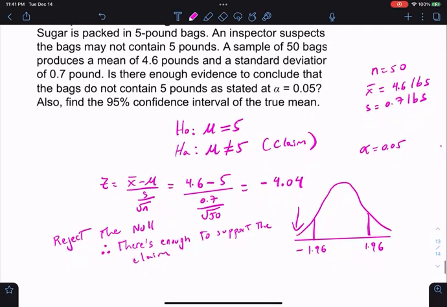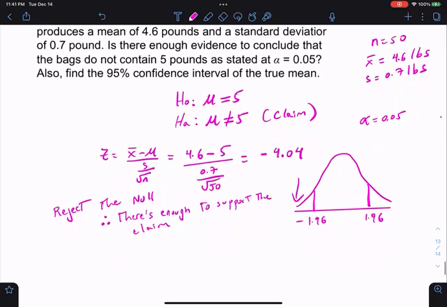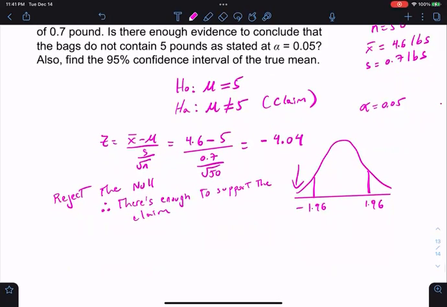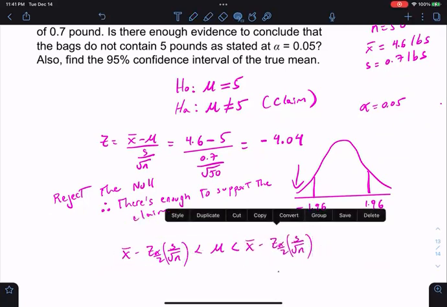Okay, but that's not the end, right? Here they're asking you to also find a 95% confidence level, so you know how to do that. That's x̄ minus z of α/2. In this case, we have to do it this way because we don't have the population standard deviation. So we use these values, copy, paste.